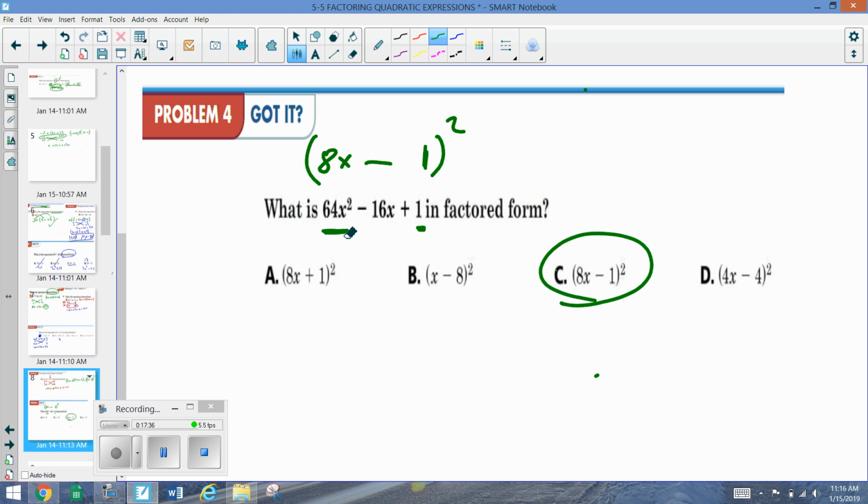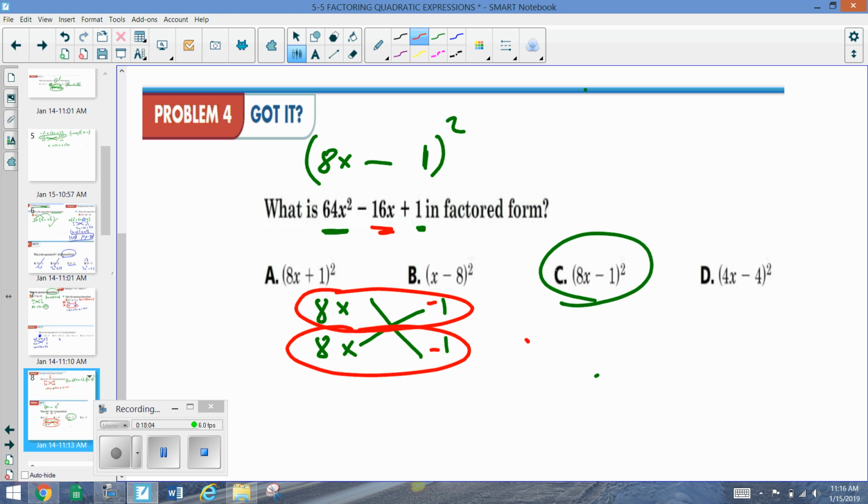Interesting. If you want to make sure, you just do the similar regular way. Just make sure 1 times 1, right? So then when you do cross multiplication, 8x plus 8x, 16x. Since this one is negative, you need to make them negative. Now negative 8x plus negative 8x makes negative 16x. That's right. Later on, you write straight across: 8x minus 1, 8x minus 1.